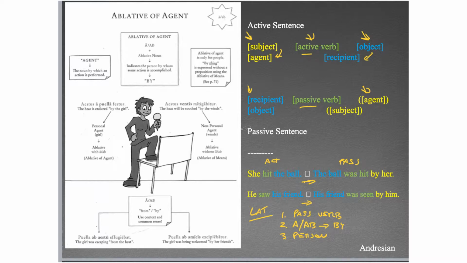If you say the ball was hit by the bat, that is not an ablative agent because, of course, bat is a thing rather than a person. That's going to be an ablative of means, which again is just ablative with no preposition. So a somewhat important distinction to make, but that's really only for when you're going English to Latin. So three requirements for an ablative agent: passive verb, a or ab, and the agent being a person.